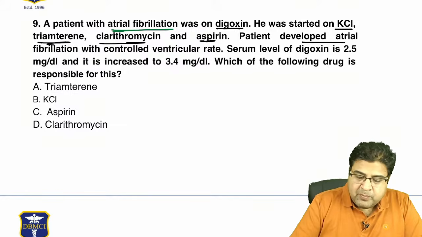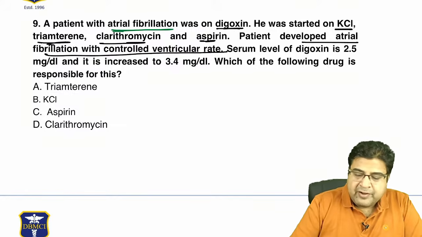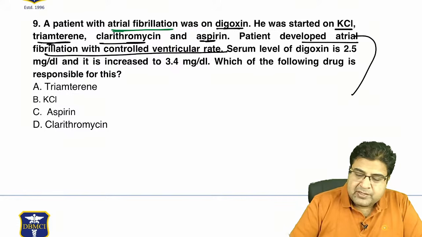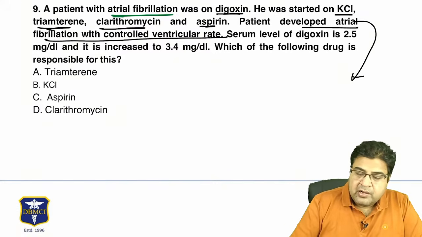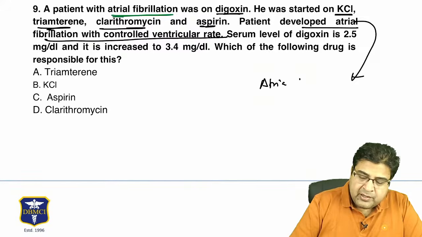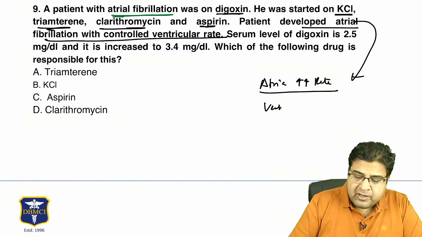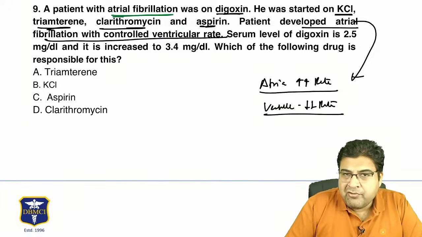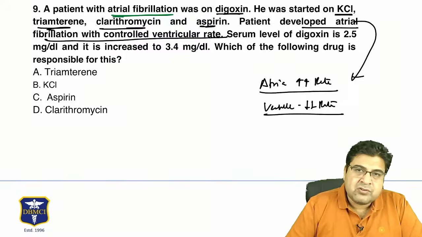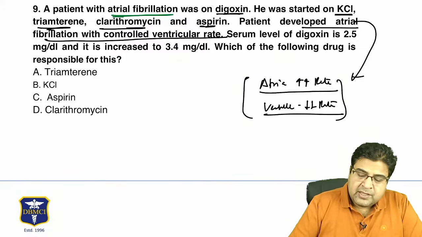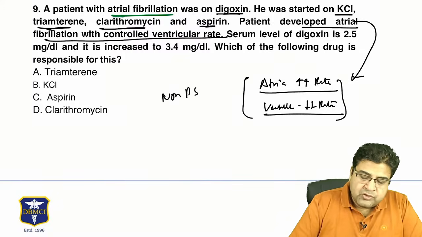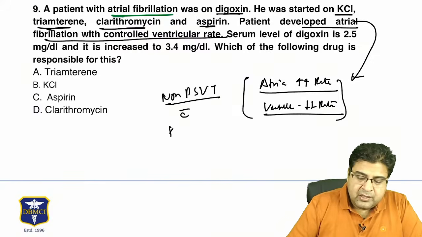The patient developed atrial fibrillation with controlled ventricular rate. So guys, patient has got atrial fibrillation, like the atria is contracting at very high rate, and the ventricle is contracting at a low rate. So atrial contractions are high rate, ventricle is normal. So this is known as non-PSVT. So patient has got non-PSVT, and that is due to the digoxin toxicity.